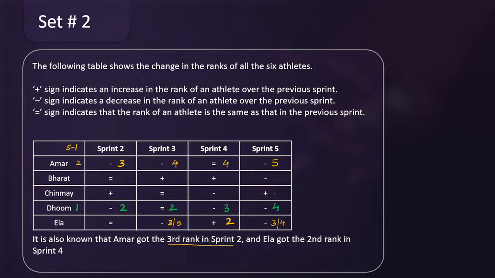Now look at sprint number 5. In sprint number 5, Dhoom has got rank number 4, so Ela cannot have rank number 4. So Ela will have rank number 3 in sprint number 5. Now looking at Ela once again, since Ela has rank number 3 here, rank number 2 will be there in sprint 4. ये हम already fill कर चुके हैं. So in sprint 5 these ranks are very much clear. Okay, आगे चलते हैं.